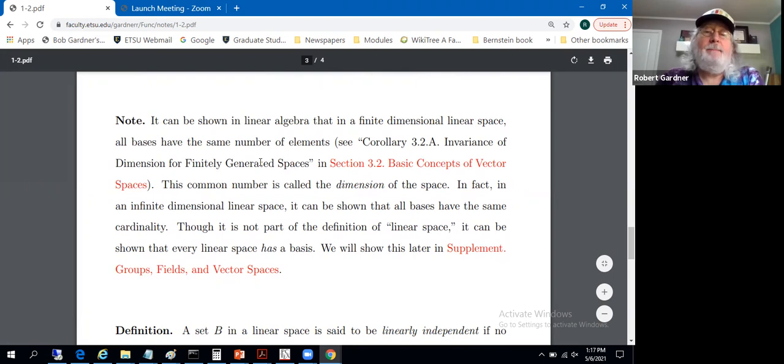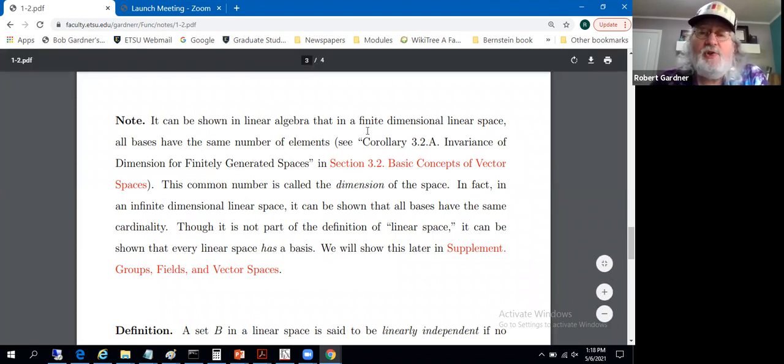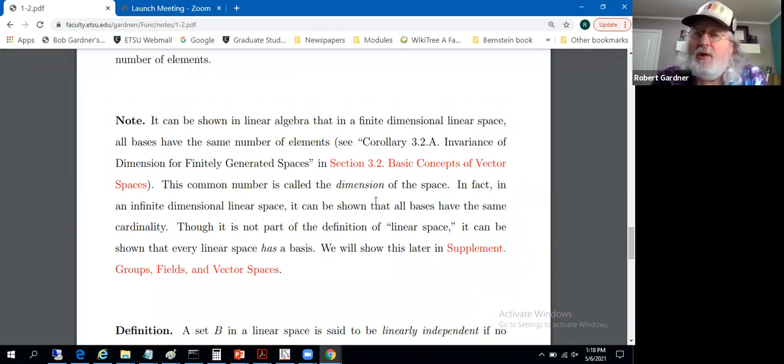A little bit of commentary about bases at this stage. We can show in linear algebra that in a finite dimensional linear space, all bases have the same number of elements. See a corollary called invariance of dimension for finitely generated spaces in my linear algebra notes. That's what allows you to define the dimension. It's the size of a basis. All bases are the same size. Dealing with a finite dimensional case, that common size is called the dimension of the space. In fact, in an infinite dimensional linear space, it can be shown that all bases have the same cardinality.